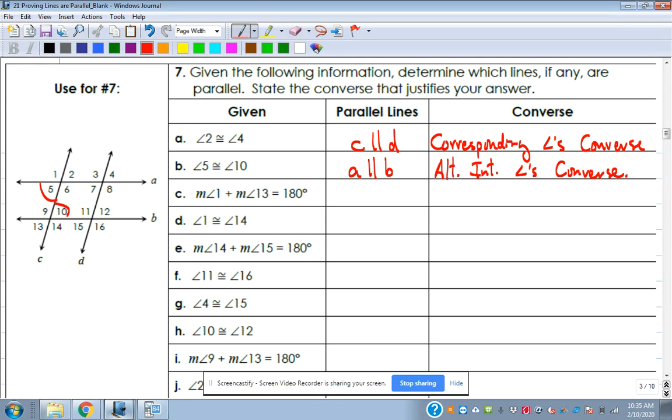C, the measure of angle 1 plus the measure of angle 13 is equal to 180. Angle 1 and 13. What are those? They are consecutive exteriors. What is the transversal? It is C, so that means what 2 lines are parallel? A and B. A is parallel to B. Consecutive exterior angles.